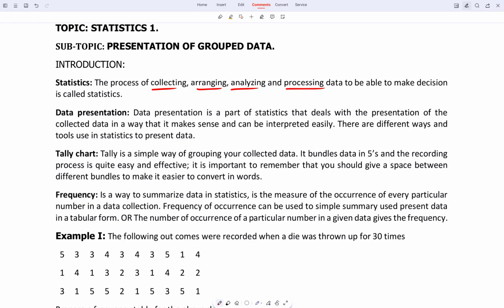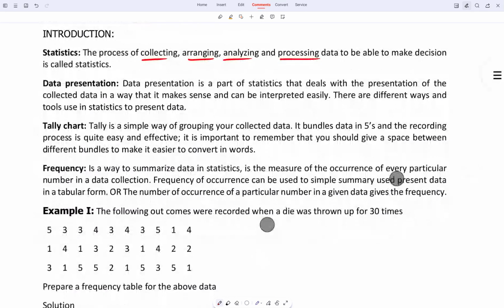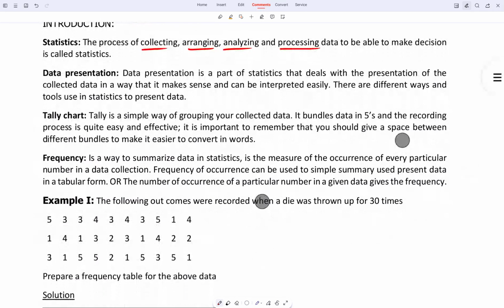So after collecting, arranging, analyzing, in order to process the data, we need what we call data presentation. What is data presentation? Data presentation is the part of statistics that deal with presentation of the collected data.